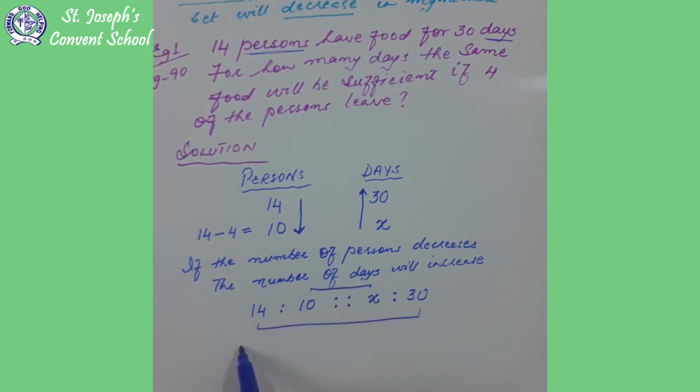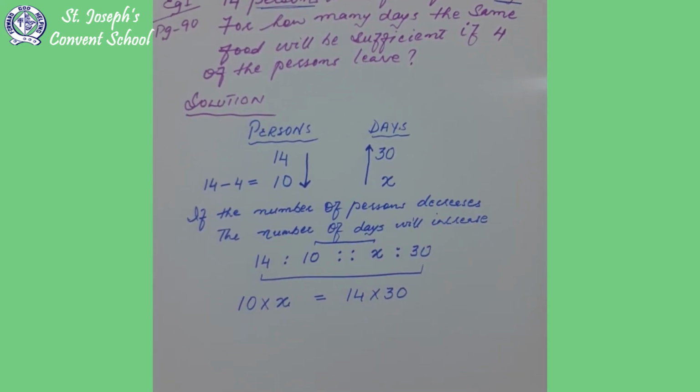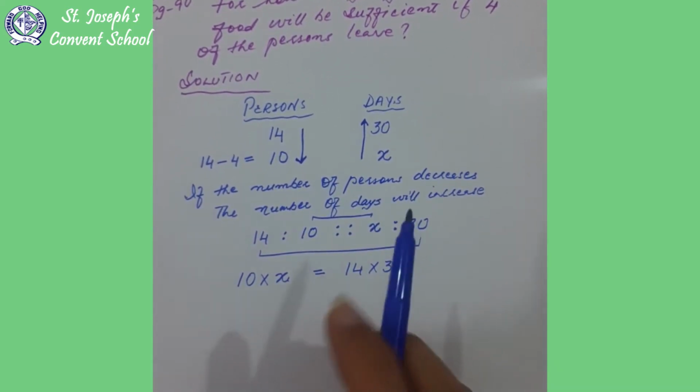So mean values means 10 into x equals to product of extreme values 14 into 30. Okay, so proportion is equals to product of mean values equals to product of extreme values, or product of extreme values equals to product of mean values. Okay, now you have to find x.